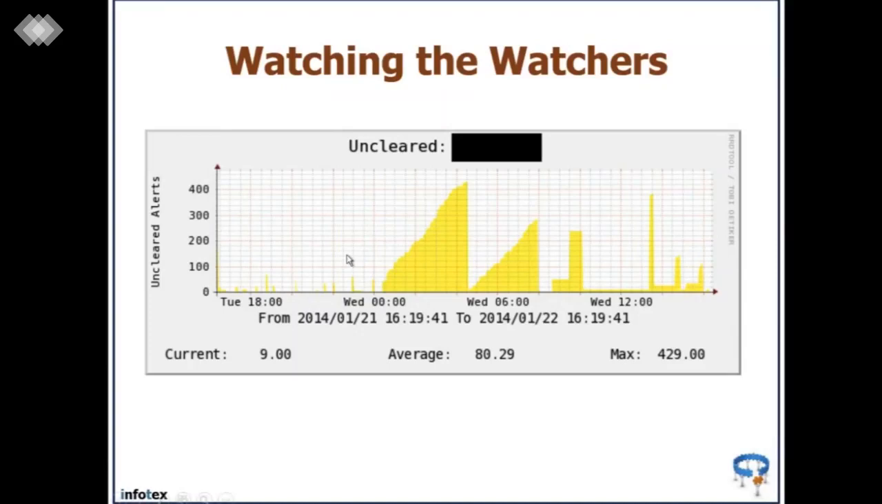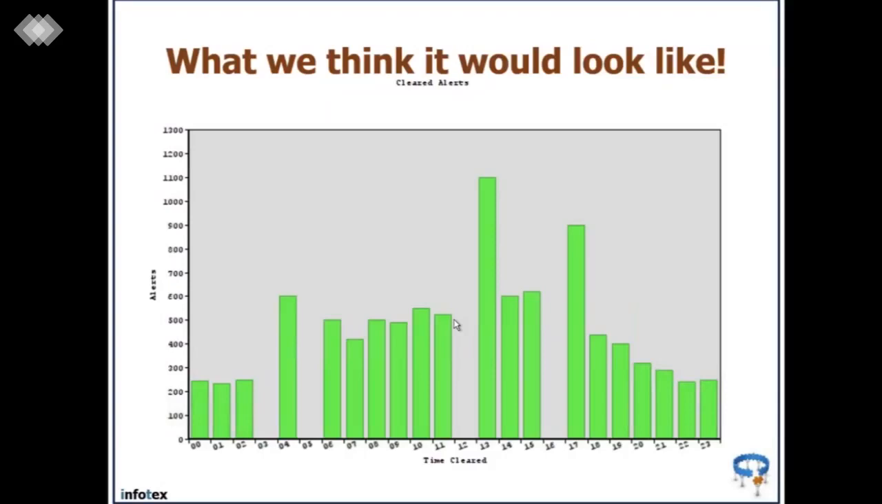Because this person let the alerts build up and then cleared them all. And then let them build up and then cleared them all. And then, apparently stayed awake for a little bit and then let them build up and then cleared them all. We don't want to see this. You should see something like this in your trend reports.